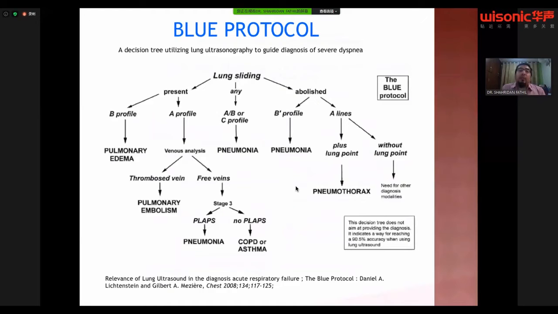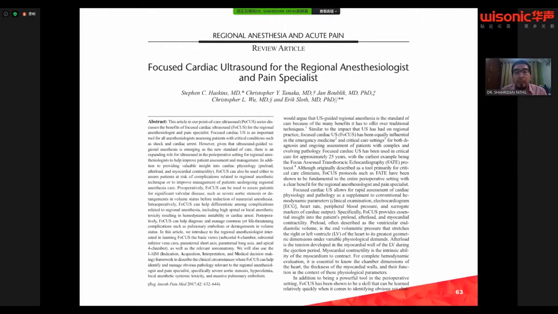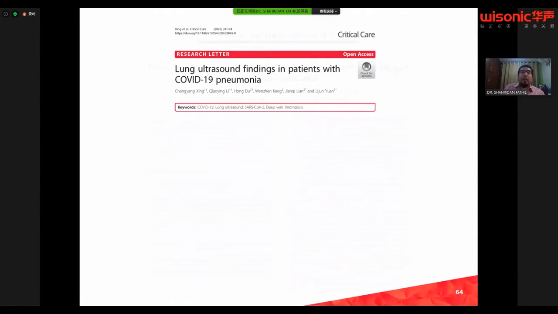Speaking of focused echo, this was the RAPM article, Focused Cardiac Ultrasound for the Regional Anesthesiologists and Pain Specialists. Oh, I'm sorry, I forgot this was supposed to come earlier on. I know there was probably some interest with regards to COVID-19. I've just picked up some of the articles here.